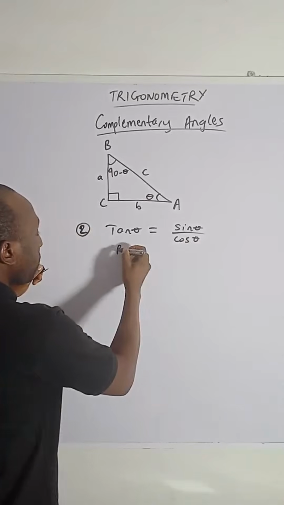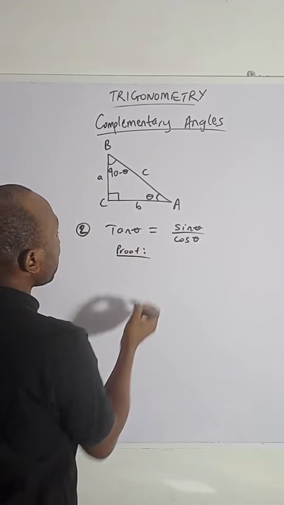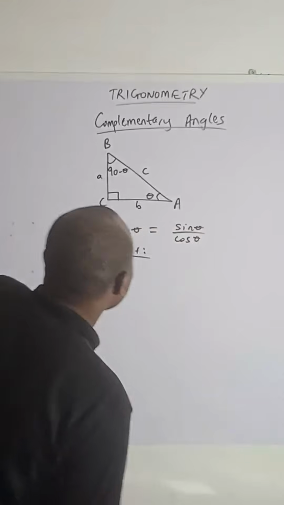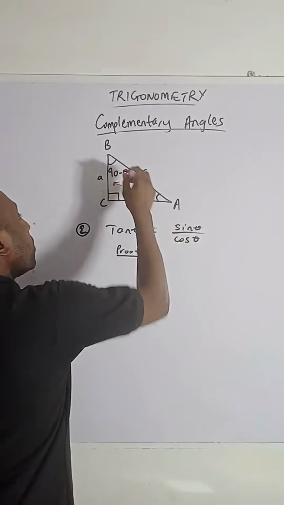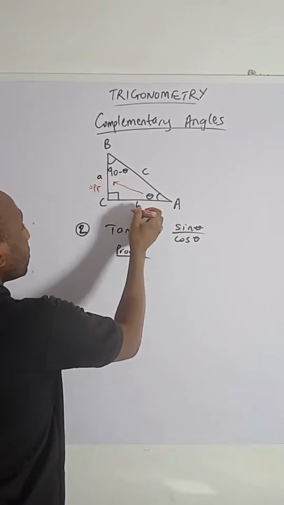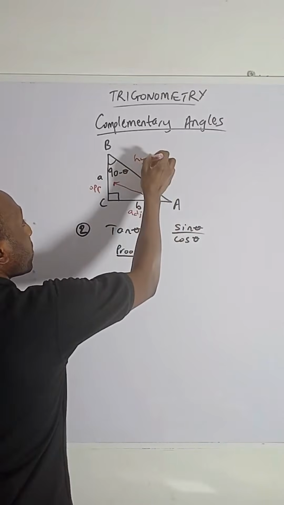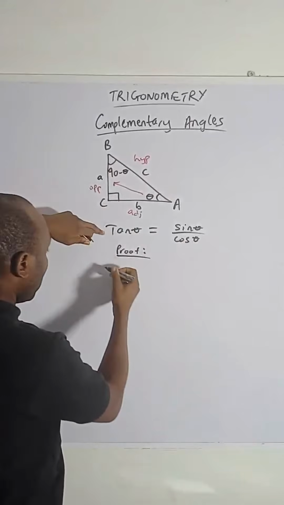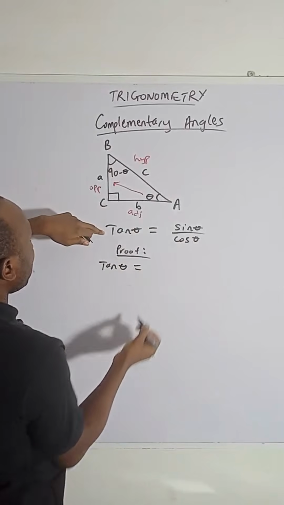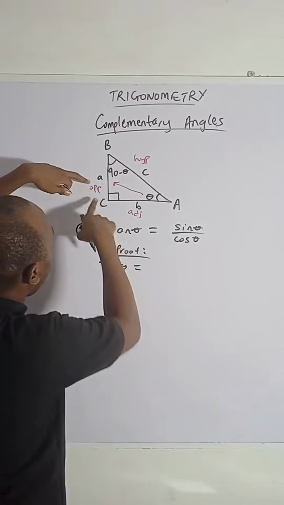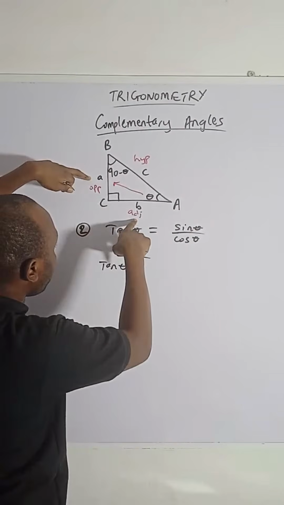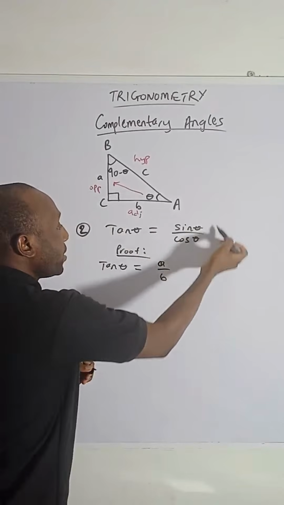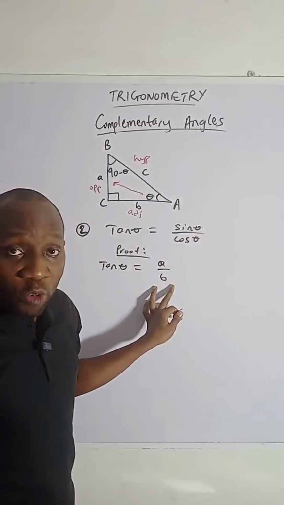So the proof for this is this. What is tan theta here? We are going to use this angle because we are looking at theta as the angle. So this is the opposite, this is the adjacent, and this is the hypotenuse. Okay, so by the way, what is tan theta? Opposite over adjacent. That's A over B. But we want to see if when we do sine theta over cos theta, we'll get the same result, A over B.